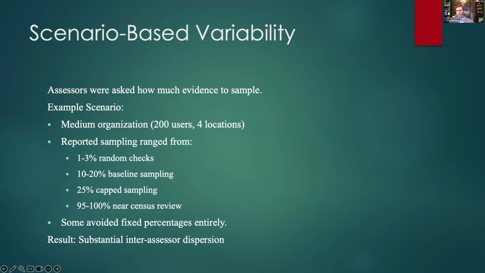To evaluate variability, assessors were presented with identical scenarios and asked how much evidence they would sample. For a medium-sized organization, responses ranged widely from very small percentages to nearly full population review. Some assessors avoided using percentages altogether. And this level of dispersion demonstrates that there's no shared baseline for what constitutes sufficient evidence. And this is one of the strongest indicators of inconsistency in the study.